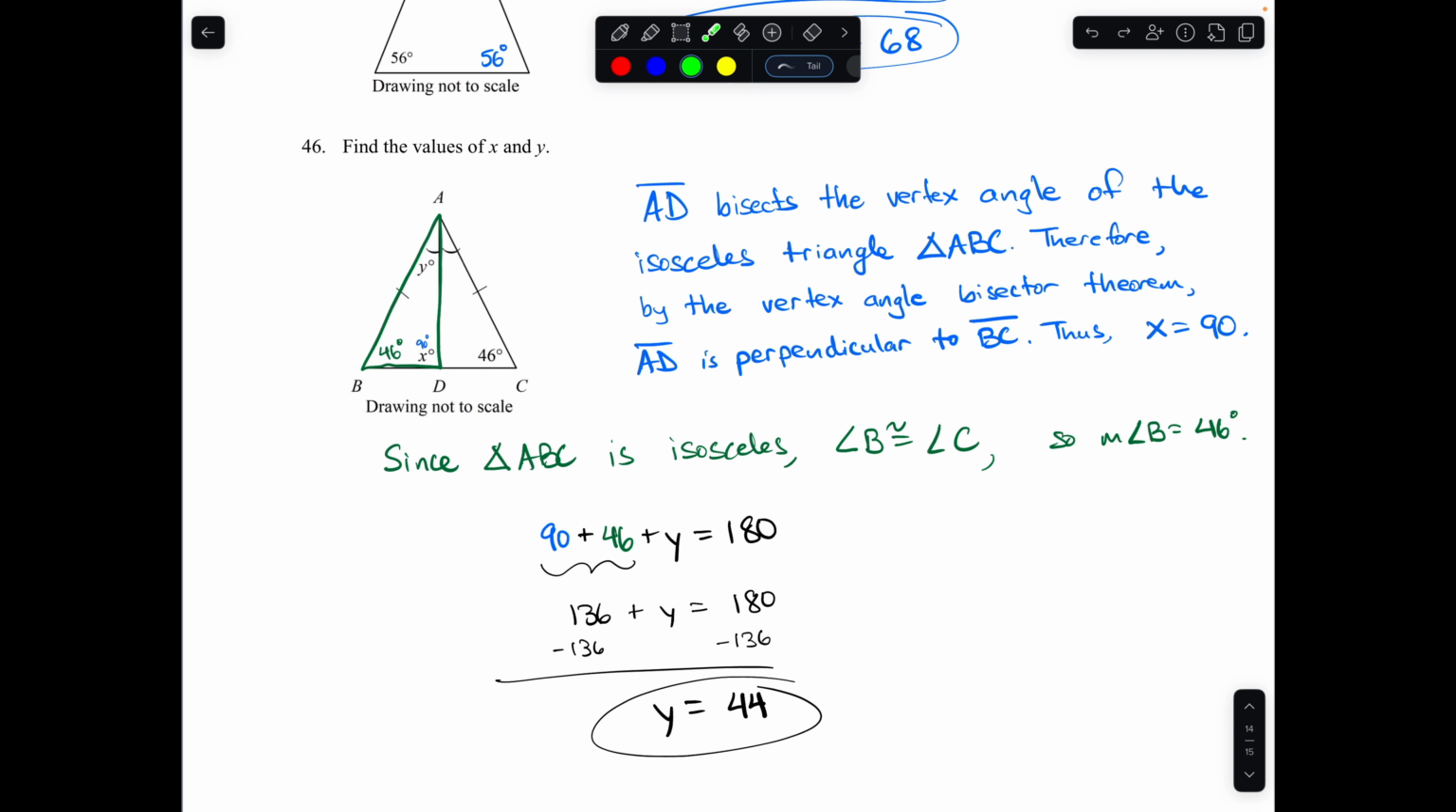And the green part, well, that angle's 46, so is this angle here, because they are base angles of triangle ABC. And then we can use that to find y, because the three angles in this triangle add up to 180. So I've got that y is 44.